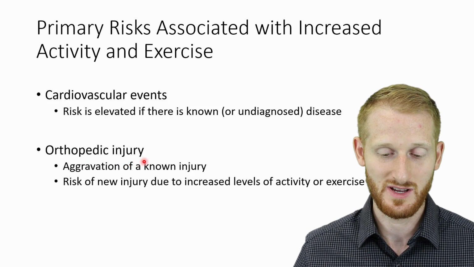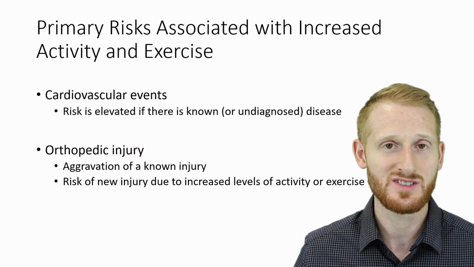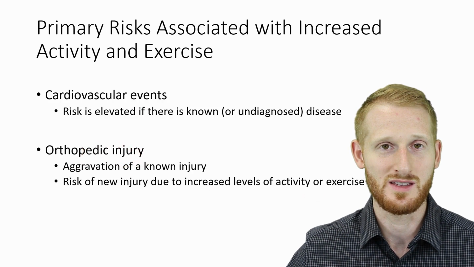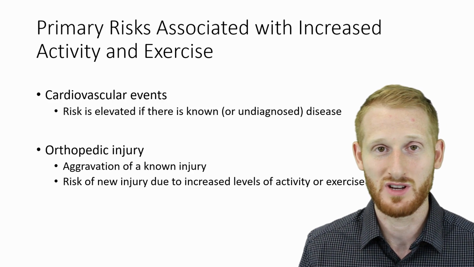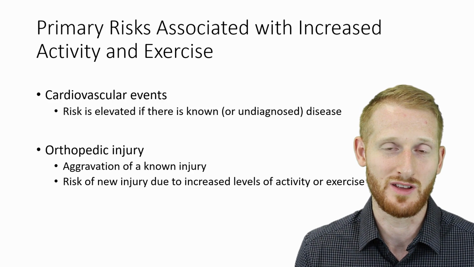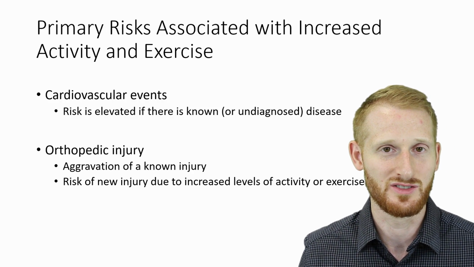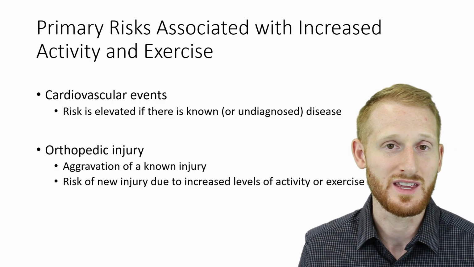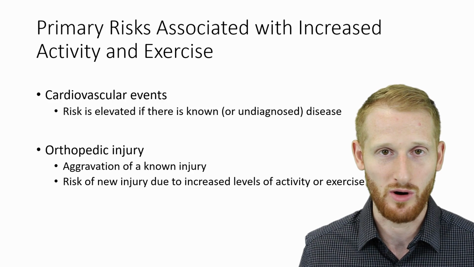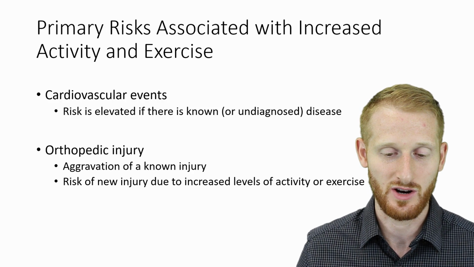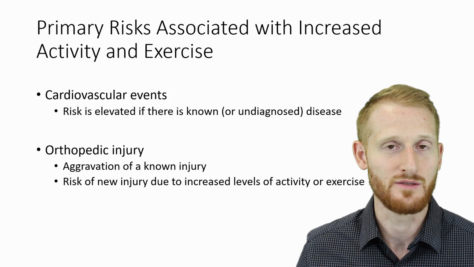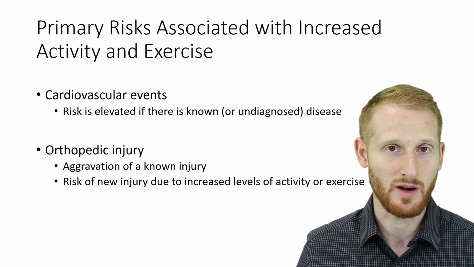The other major risk is orthopedic injuries. So they maybe get a shin splint, they get a stress fracture. If they trip and break their wrist when they try to catch themselves on a treadmill or something, orthopedic injuries happen with exercise. It's just part of our field. So it's not as severe a risk typically as cardiovascular events, but it is a risk that you and your client need to be aware of.